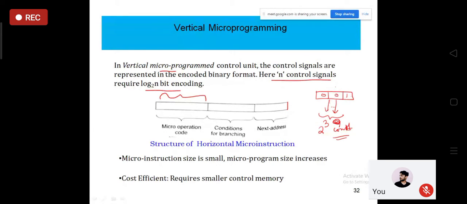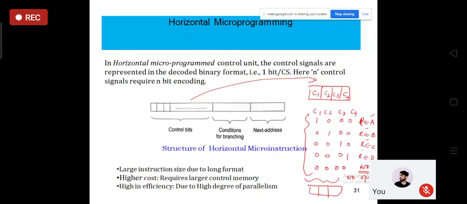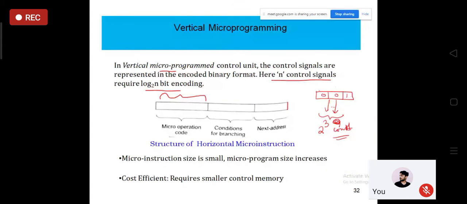But if we are changing the number of control signals, the amount is going to be changed. In the previous case, if we are using 4 bits, then 4 control. If we are using 5 bits, then 5 control. But here we are using 3 bits, so maximum 2 to the power 3 number of control signals can be generated.